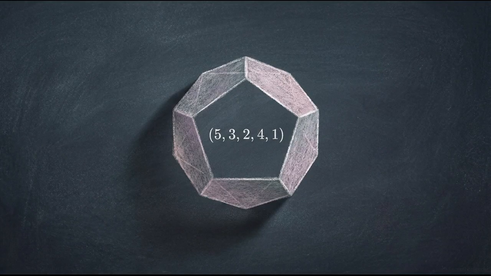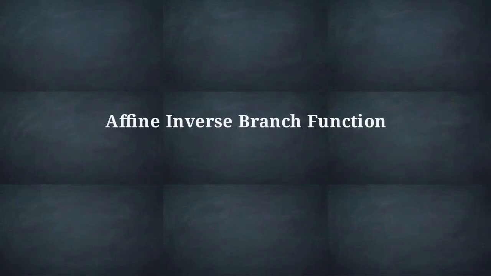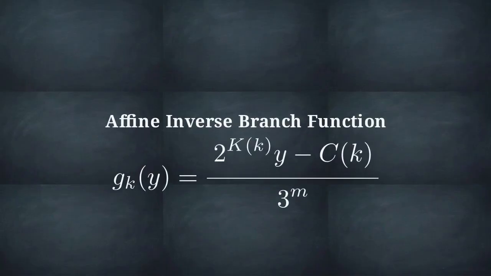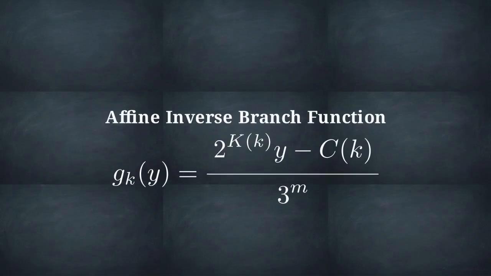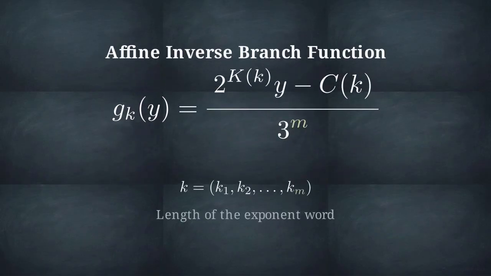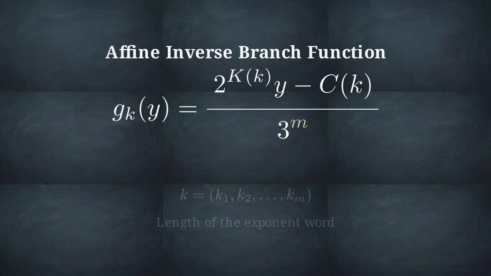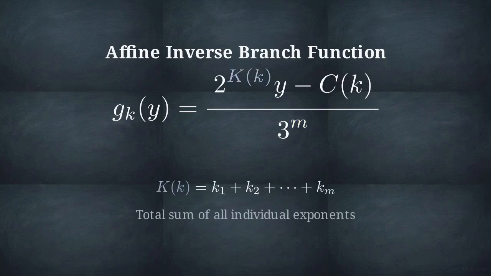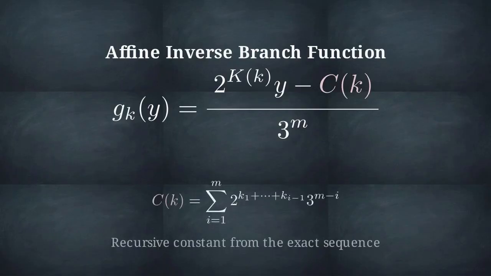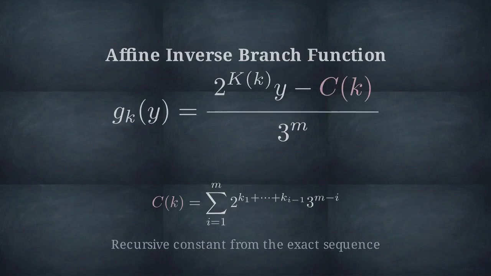its trajectory. We translate these operational histories into an exact mathematical framework using this specific affine inverse branch function. The variable m represents the exact length of the exponent word, the number of accelerated steps in the sequence. Up in the numerator, k tracks the total sum of all the individual exponents within that specific word, and c is a constant term, generated recursively from the exact sequence of halving operations we are tracking.